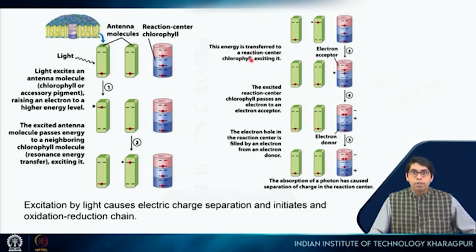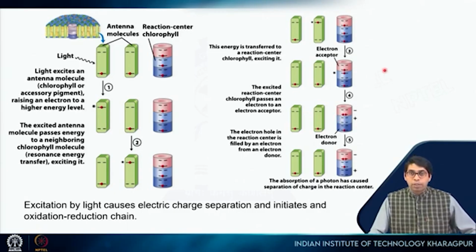Then the energy is transferred to the reaction center chlorophyll, right? So now this is a chlorophyll which is in the reaction center. This energy is passed on to this chlorophyll, so it goes from the ground state to the excited state. The excited reaction center chlorophyll passes an electron to an electron acceptor, okay? There is some molecule, we will see those molecules. It will pass on an electron to the electron acceptor, which means that an electron hole is created. The electron hole in the reaction center is filled by an electron from an electron donor. So there will be an electron donor which will pass the electron. We will see what the electron donor is, right?